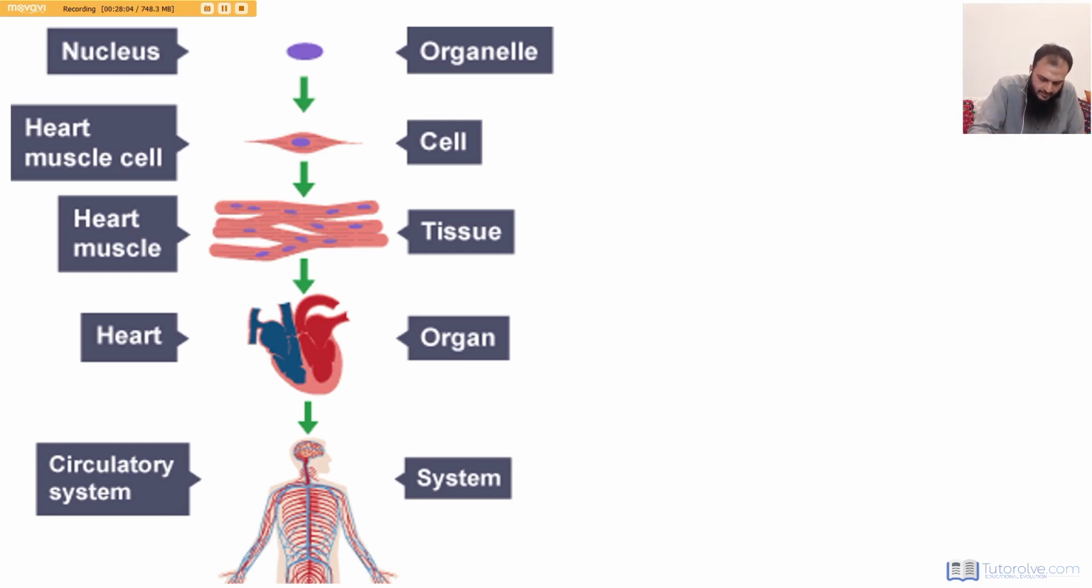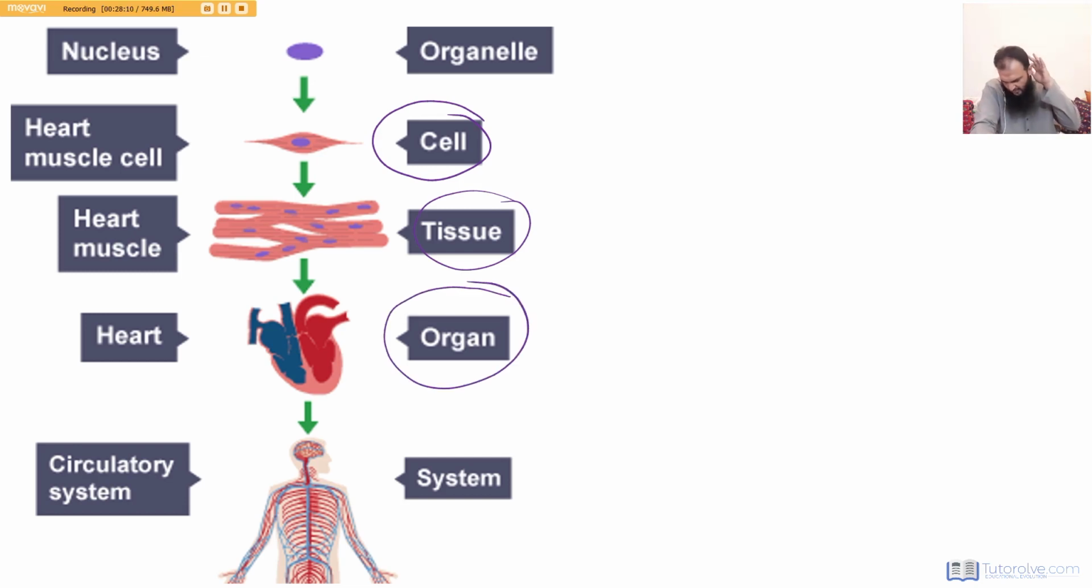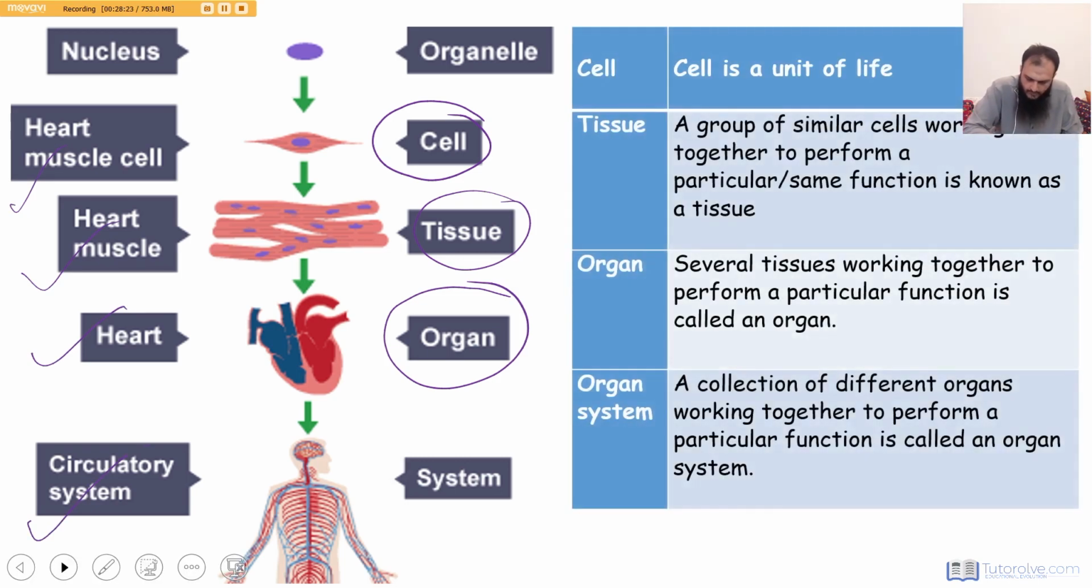So again, we started off with the cell, and then you have the tissue, and then you have the organ. They've just given one example. So you have a muscle cell, for example, a heart muscle cell, and then you have heart muscle tissue, and the organ is the heart itself, and then you have the circulatory system. Okay, I've summarized the definitions for you, so you can have a look. And I strongly suggest that you take notes for these definitions and you remember them.